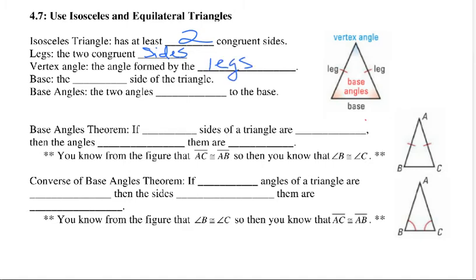The base is the third side of your triangle. There are two base angles in an isosceles triangle, and these are the two angles that are adjacent to the base. So they're the red angles over here on the right hand side in my picture.